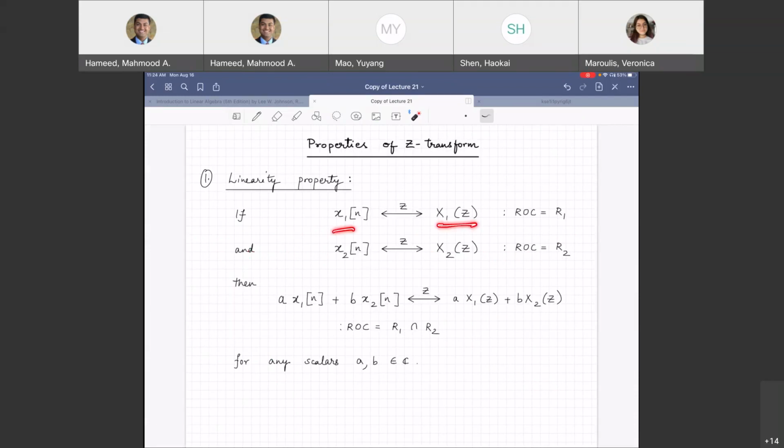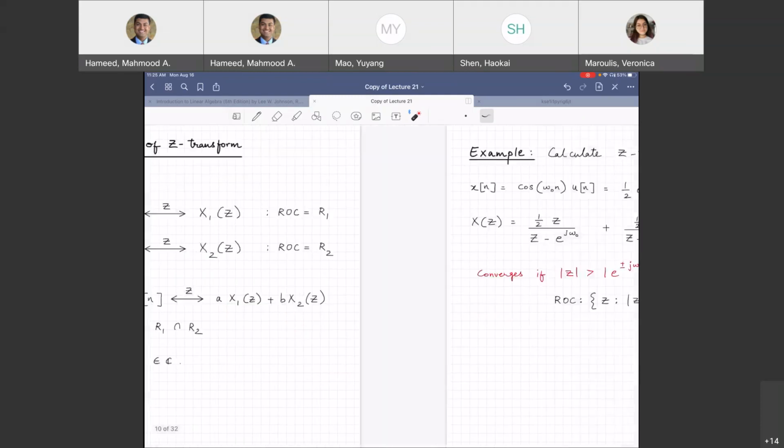X1 of n, the Z transform is capital X1 of z, region of convergence is R1. X2 of n, Z transform is X2 of z, region of convergence is R2. If you have a sequence in discrete time as aX1 plus bX2, its Z transform will be aX1 of z plus bX2 of z, and the region of convergence can be evaluated by finding the intersection of the individual regions of convergence, R1 intersection with R2. A and b here belong to the set of complex numbers. They can be anything. So linearity property, you guys have been seeing linearity property since convolution.